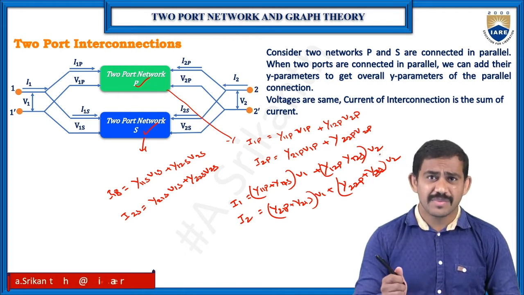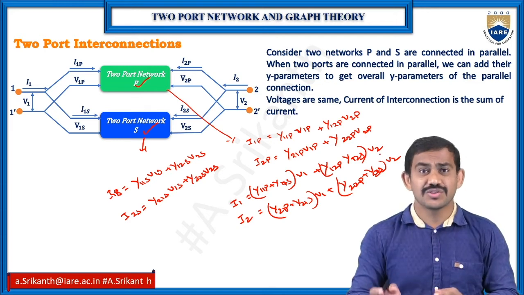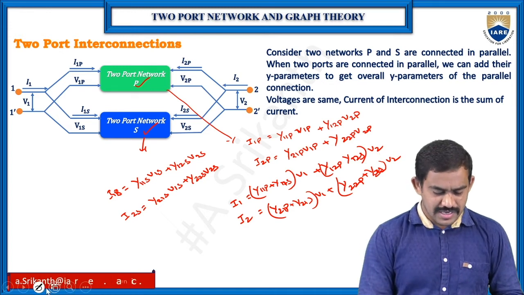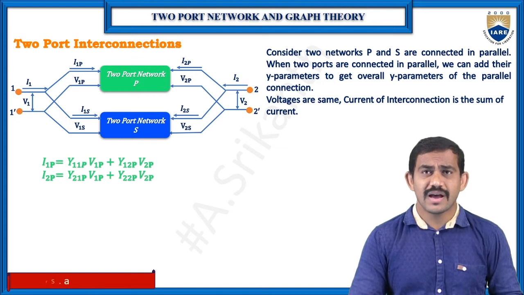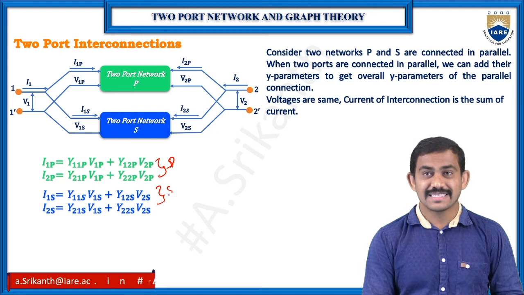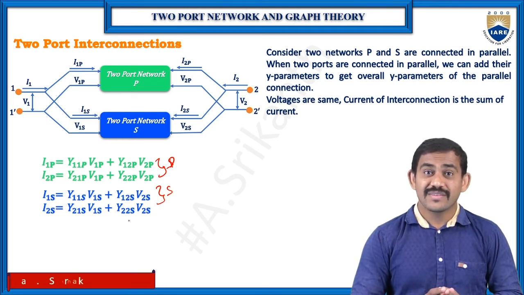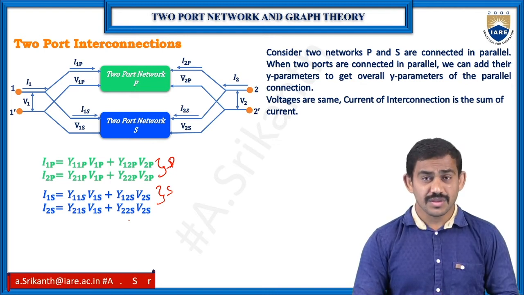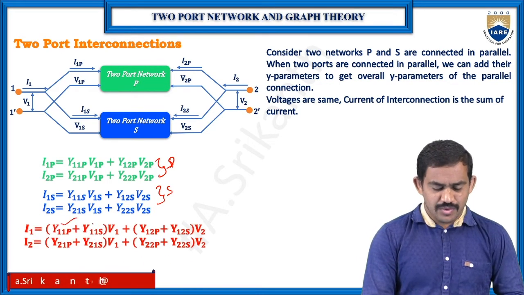So Y parameters values, which values we have? So P networks as well as S networks values. We need to add those values. Okay, we'll check it now. So here we have P networks values and S networks values. These are the P networks values and these are the S networks values. So P and S both are in Y functions, so admittance parameters values. Now your equivalent value is we need to add both values.